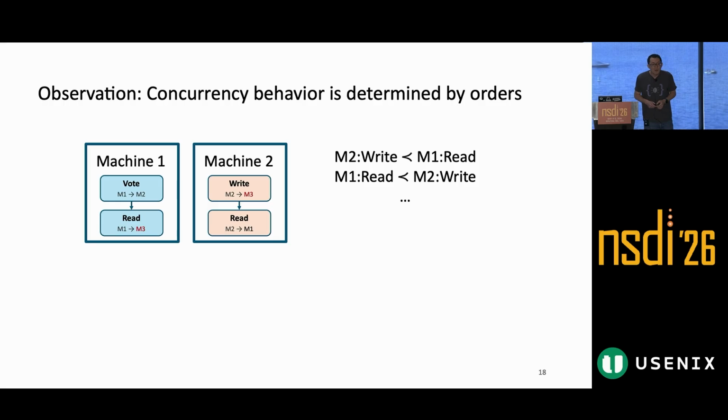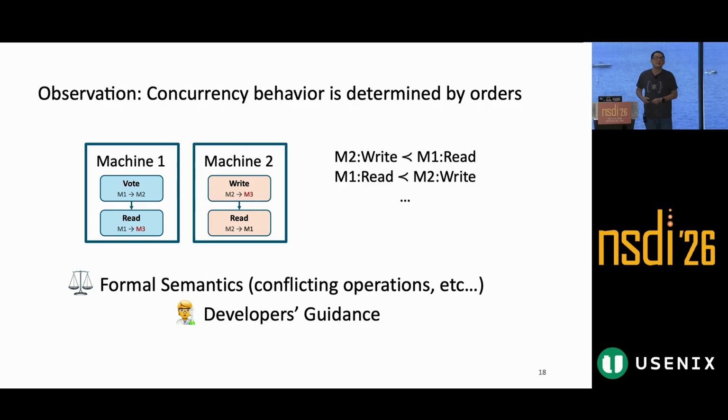The problem is that code coverage doesn't really capture the semantics of concurrency. And the core of concurrency is the global ordering. How can we identify those orderings? We actually rely on two things. The first thing is formal semantics, where we try to understand whether there are conflicting operations, lock contentions, etc. And we want to extract that information.